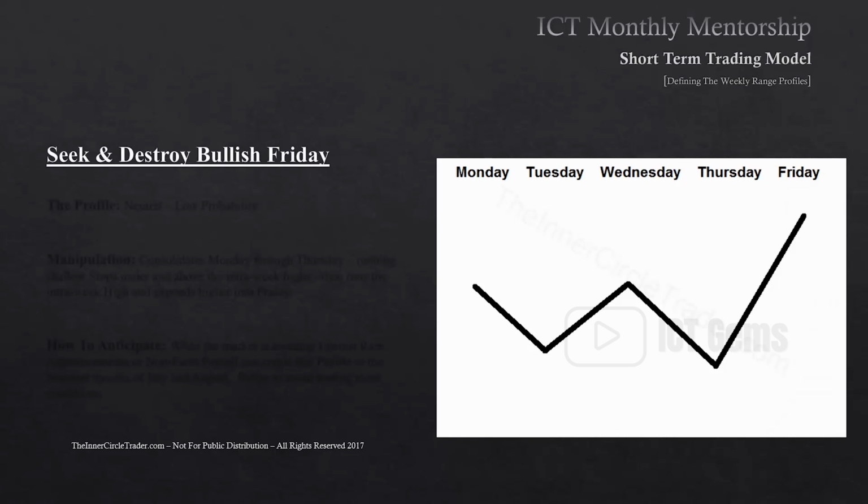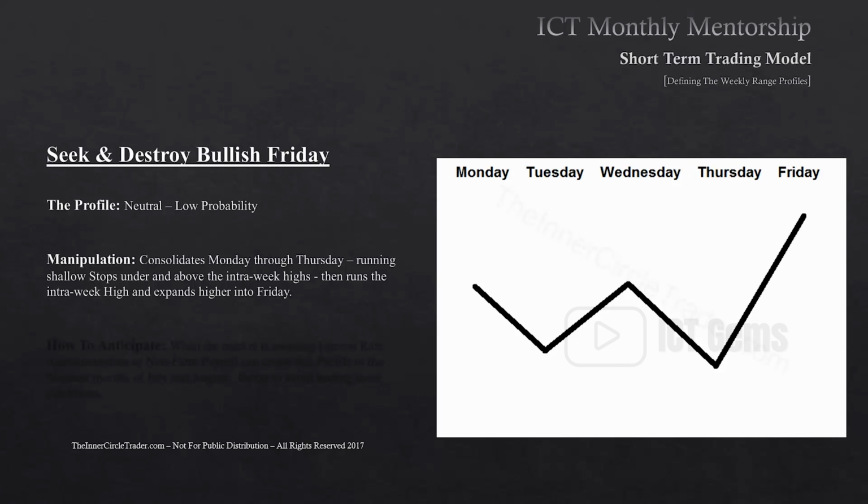Seek and destroy bullish Friday. This is a neutral or low probability market profile. The telltale signs the manipulation is taking part in this profile is where price is consolidating Monday through Thursday, running shallow stops under and above the intra-week highs and lows, then runs the intra-week high and expands higher into Friday.